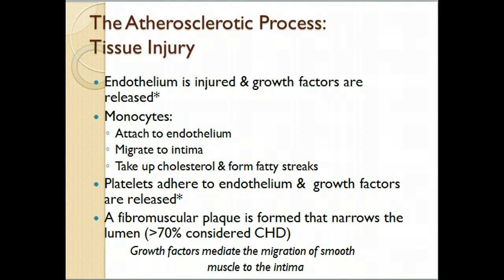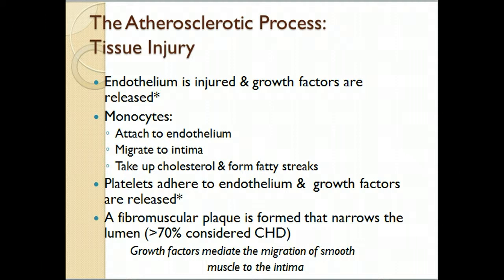So let's go through the atherosclerotic process. The endothelium, that's the innermost lining of the artery, becomes injured. Well, how does it become injured? There are multiple ways the endothelium can get injured. High blood pressure, we're going to talk about that in the next class. High blood sugar, if someone has diabetes. Smoking is huge. Smoking causes injury to the endothelium. So the endothelium is injured in some way and growth factors are released. So it sets off an inflammatory process.